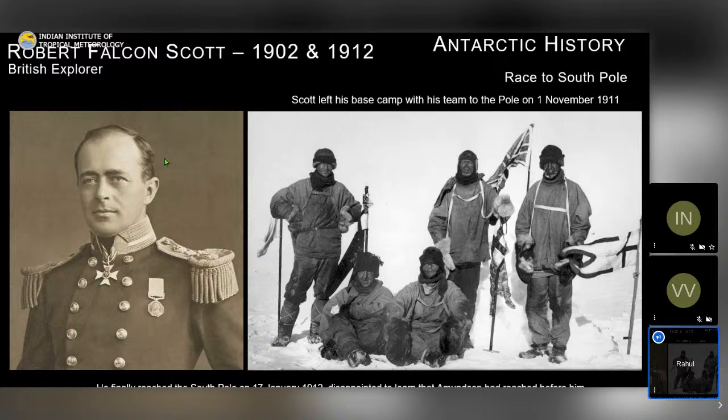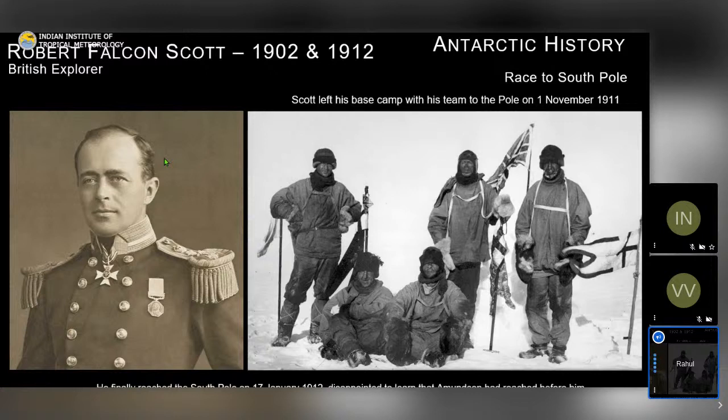However, while returning, Robert Falcon Scott and his team were caught in a big windy situation, often referred to as a blizzard in Antarctica, and that left his team surviving for 3 days, and beyond that they couldn't, and they perished some 12 miles away from the hub that they had made for the supplies.